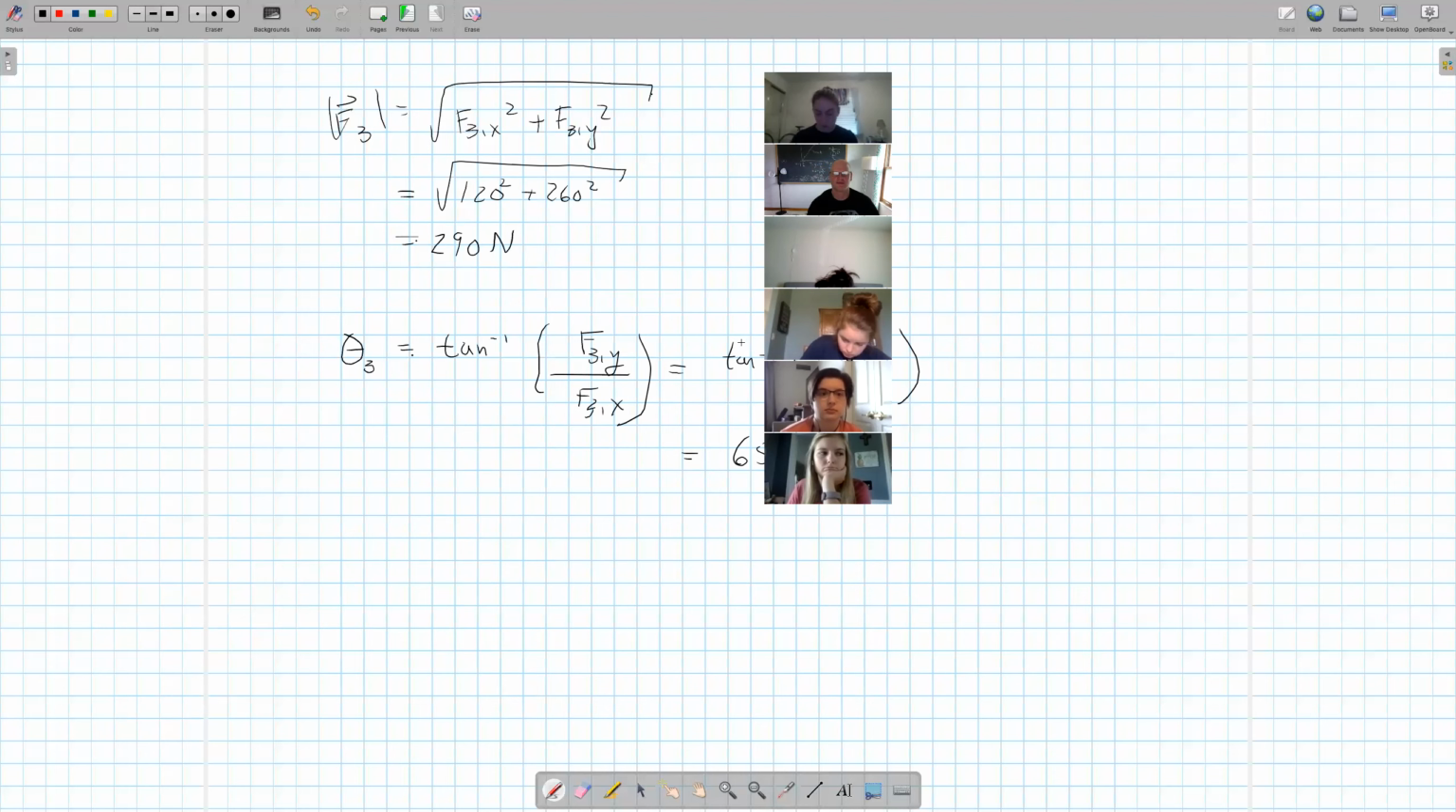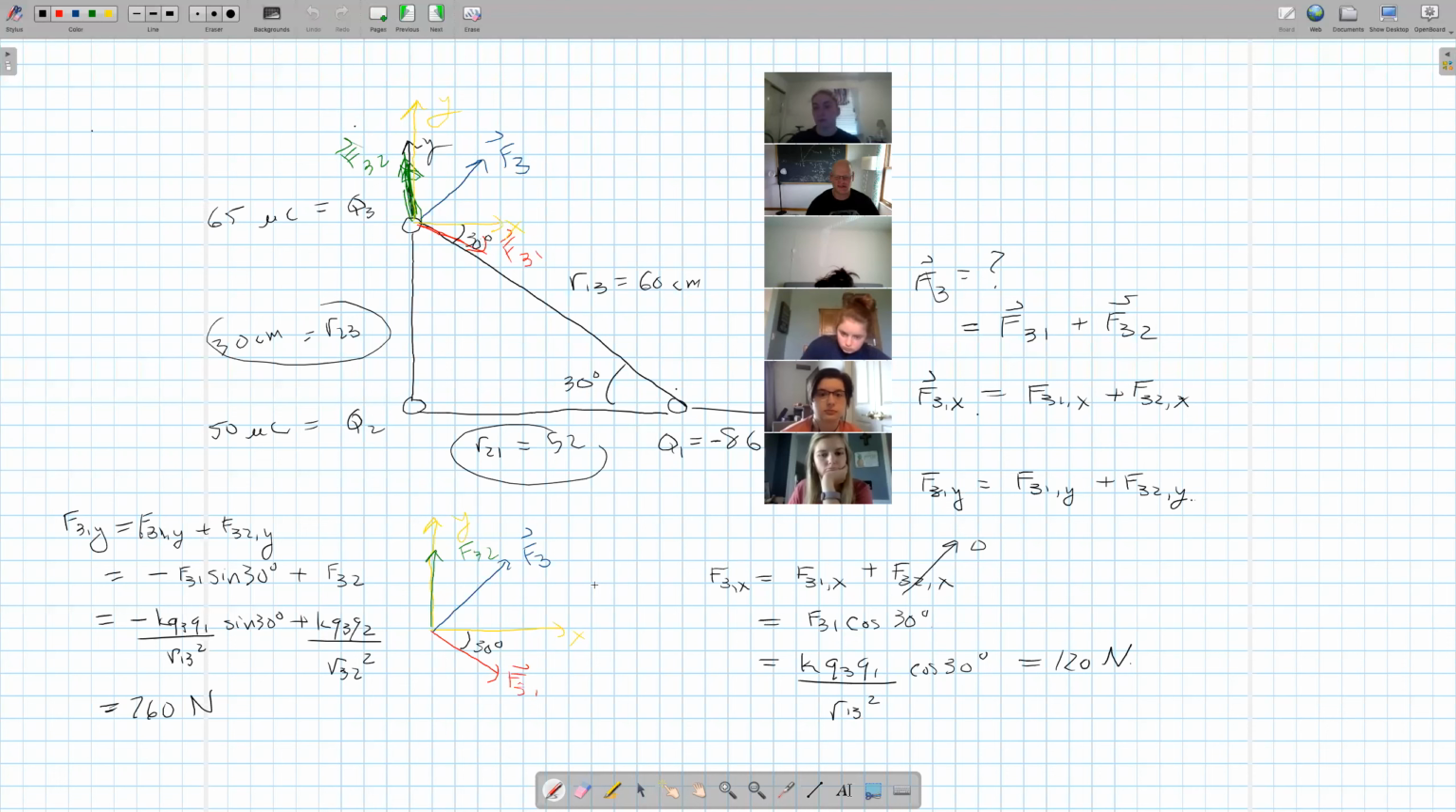And then as a quick check, one thing we should always do and get in the habit of is always go back to our picture. So according to our picture, this is theta 3. So we always want to make sure that the angle that we get makes sense relative to the picture. That's one of the reasons that we draw the pictures.